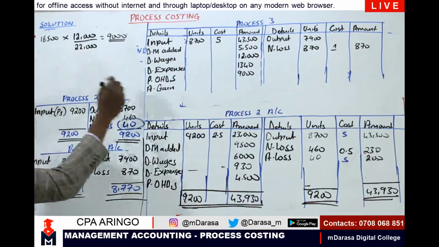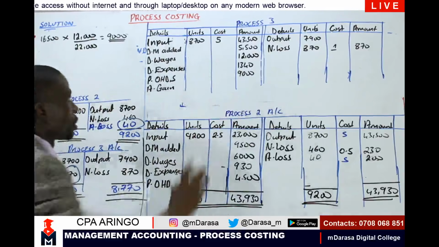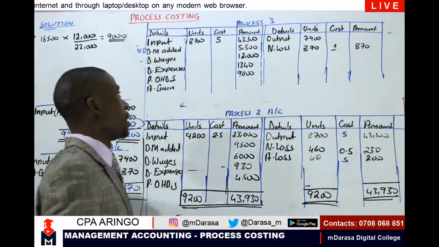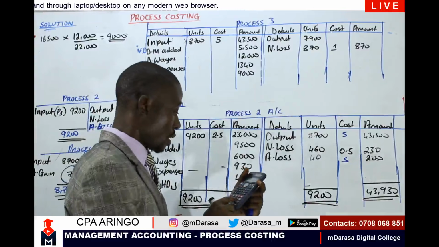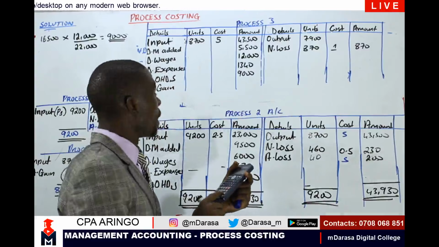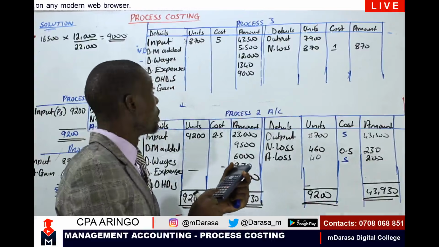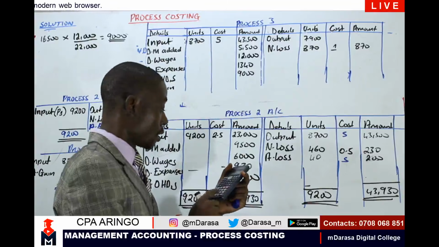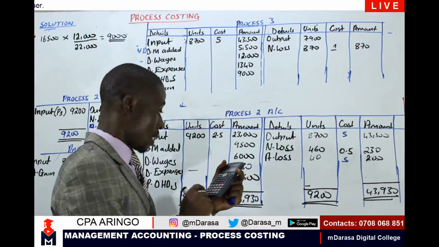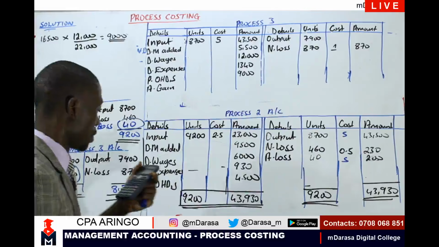Our total input, or rather our total process cost, will be how much? 43,500. We add 5,500. We add 12,000. We add 1,340. We add 9,000 to give us how much? 71,340.